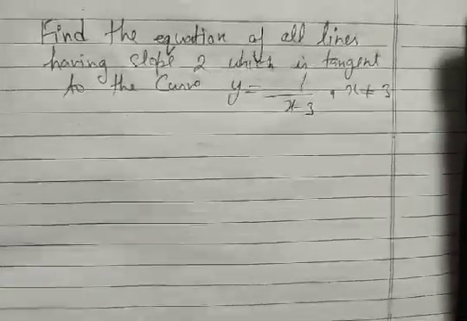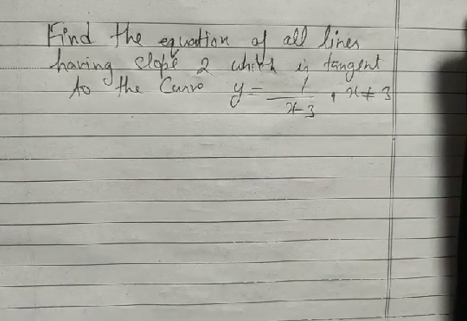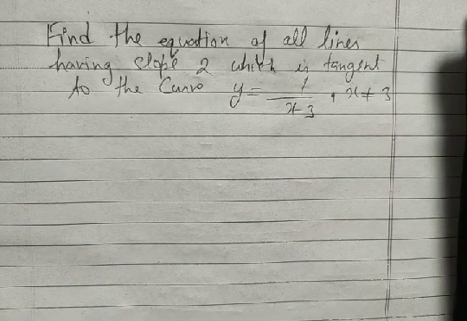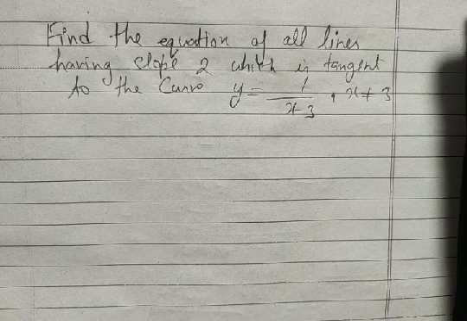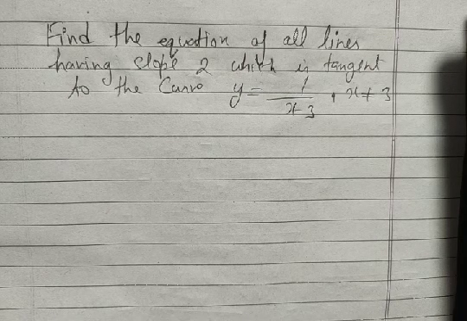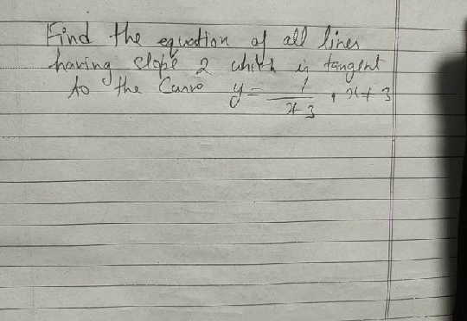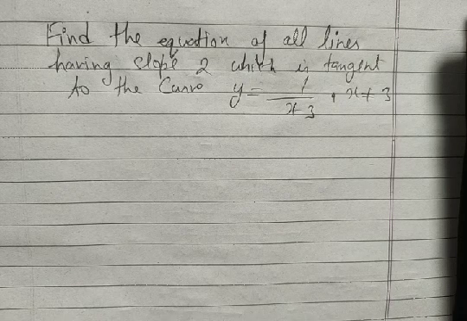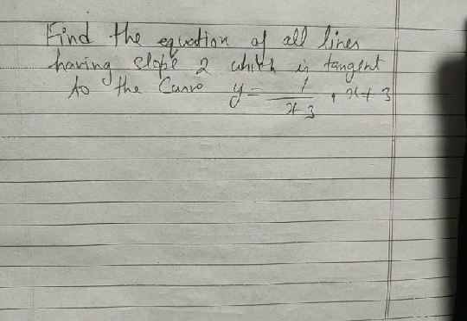Now we proceed to our next problem. What is the next problem? We have to find the equation of all lines having slope 2 which are tangent to the curve y equal to 1 upon (x minus 3), considering that x cannot be equal to 3. This is again one of the NCERT problems. We have to find the equation of all lines having slope 2.